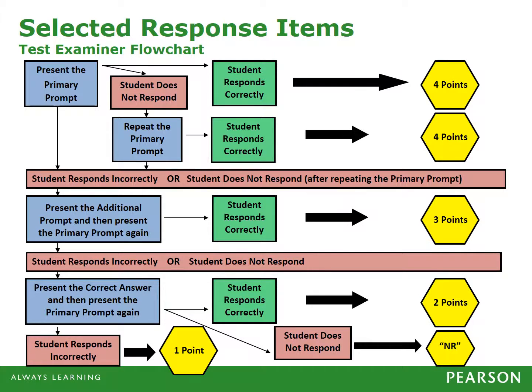If the student responds incorrectly or does not respond, present the correct answer and then present the primary prompt again. If the student responds correctly, they will receive a score point of 2. If the student responds incorrectly, they will get 1 point. However, if the student does not respond, they will get an NR, non-response.